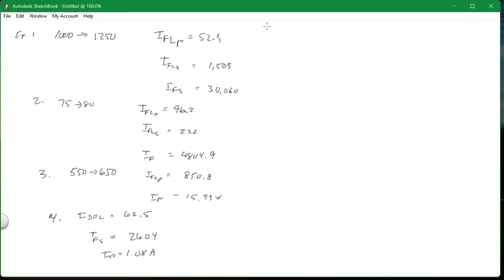Number five, I full load primary equal to 4.39. Secondary, as I got, is 126. And then I fault, three phase, equal to 5250.